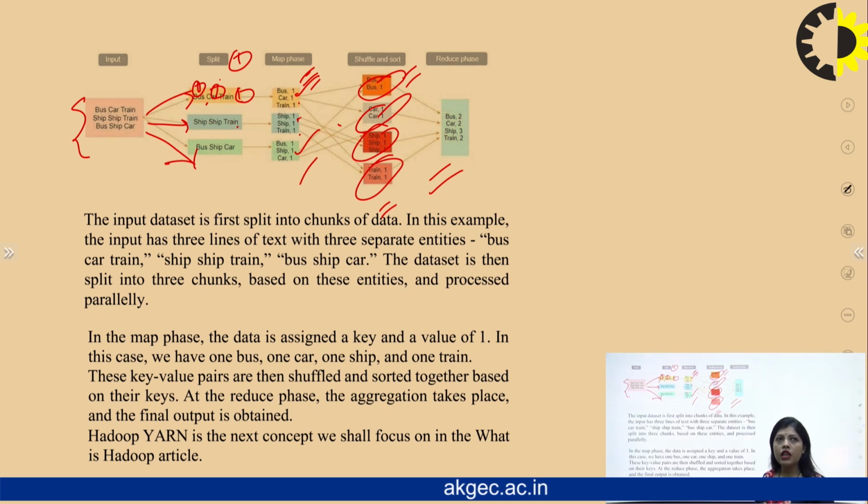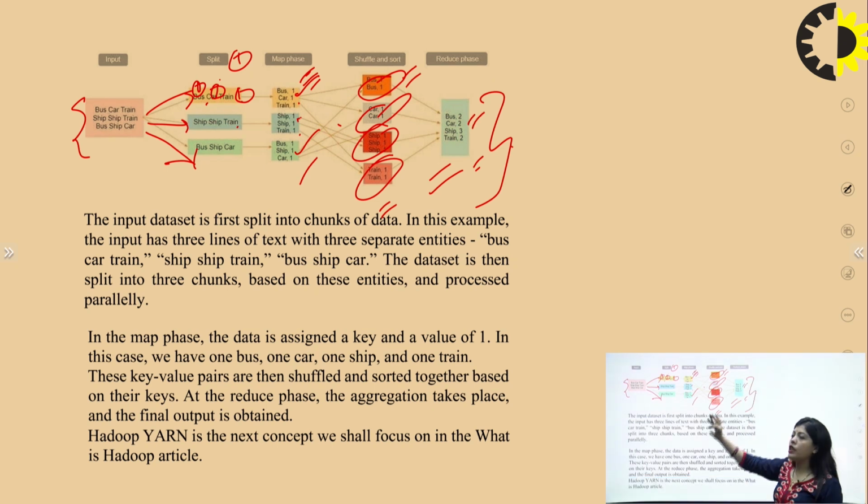After the shuffle stage, we have the reduce phase. In the reduce phase, we combine all the data which was split in the map job. Here we write the total quantity. For example, the quantity of bus is 2, car is 2, ship is 3, and train is 2.